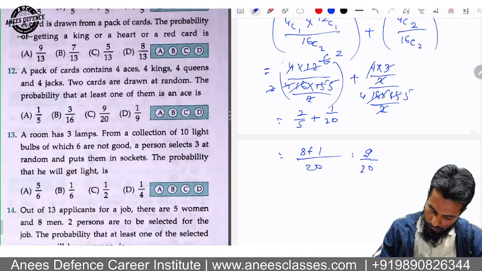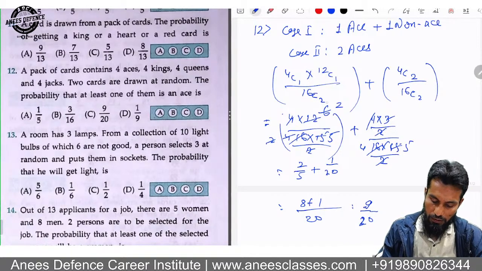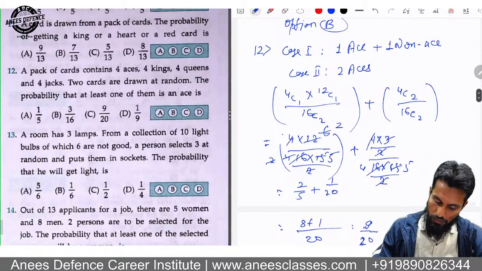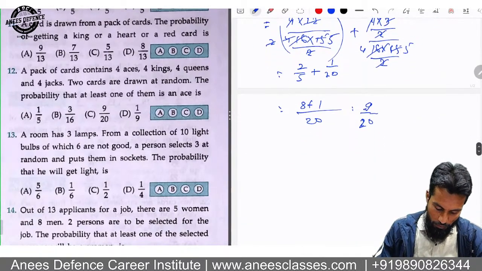All of you match your answers and see the basic mistakes which we make while calculating. We cannot take 16C1 and 16C1 separately. We'll get a different answer. The denominator should be the same because we are drawing two cards simultaneously. So 16C2 should always be there in the denominator part. Okay, so do the calculation well, you'll get the answer. Question number 12 done.